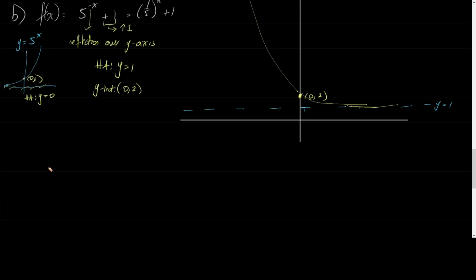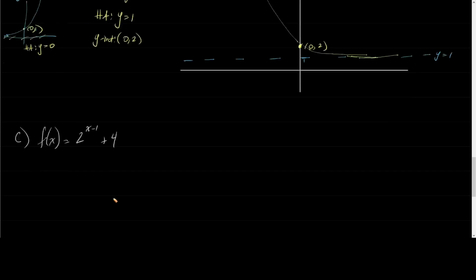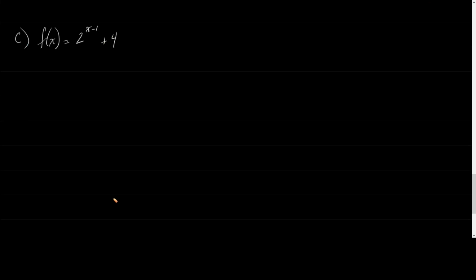Let's say that I have f of x is equal to, I did 3 already, 2 to the x minus 1 plus 4. All right. Actually, first of all, I'm going to change that plus to a minus. 2 to the x minus 1 minus 4.